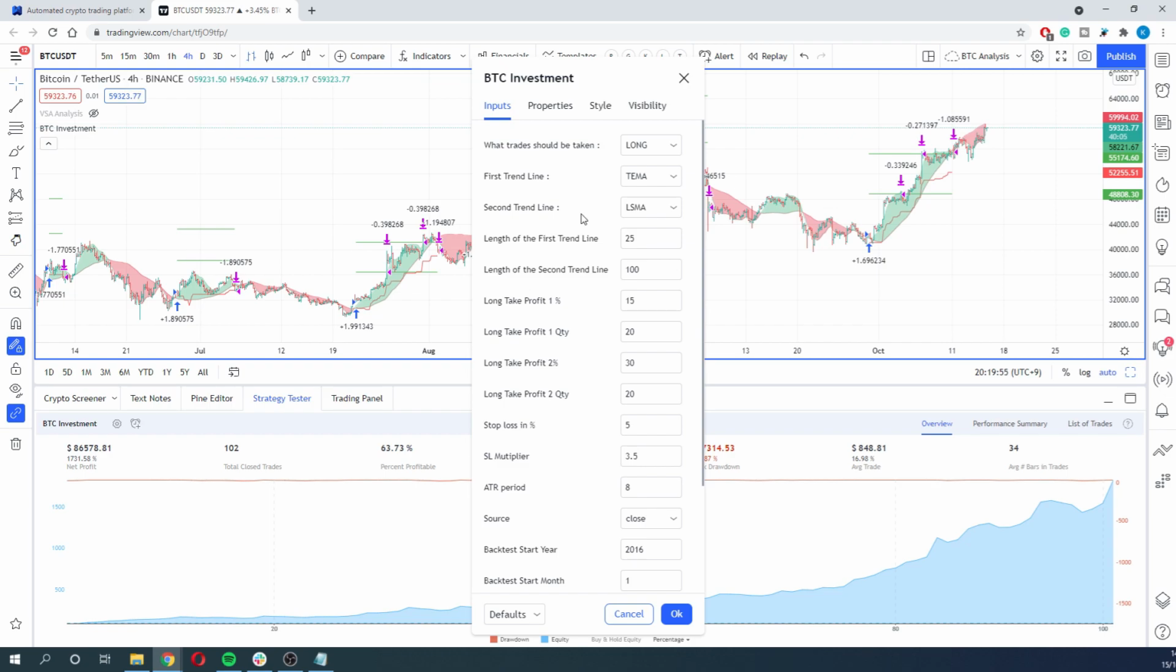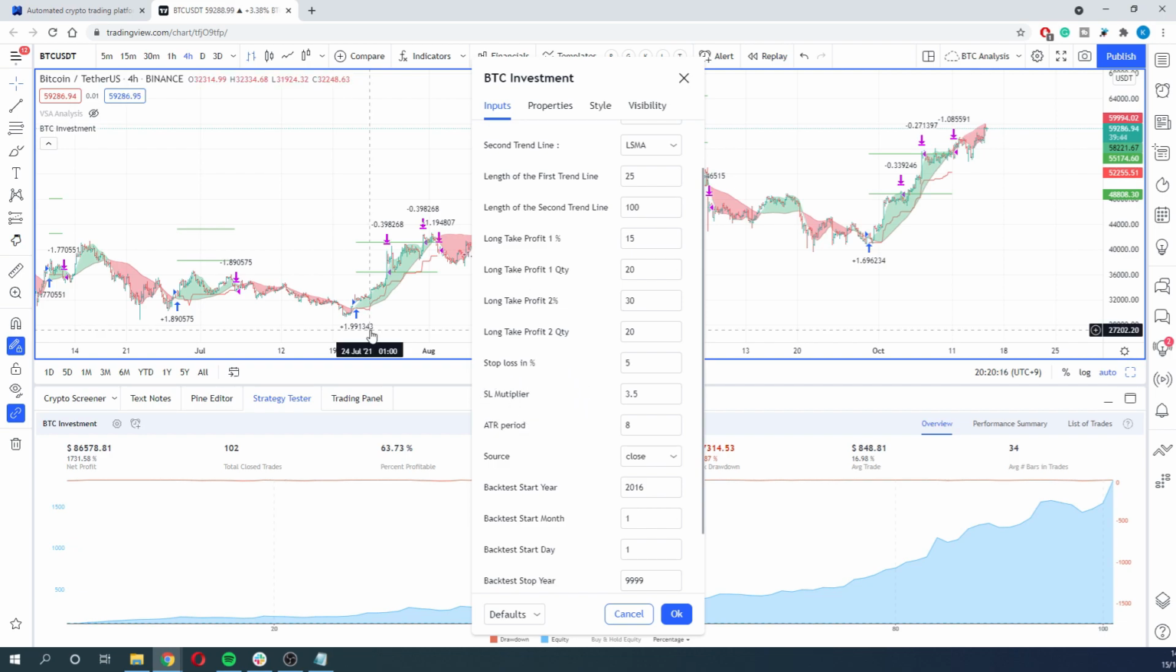The entry condition is quite simple. It is when the first trend line crosses over the second trend line. At the same time, we're using the ATR as a trailing stop, and this is also quite important for the entry because our ATR is dynamic, and as soon as the ATR is below the price, that would be another condition to enter the strategy.